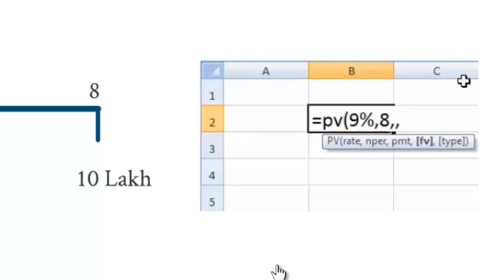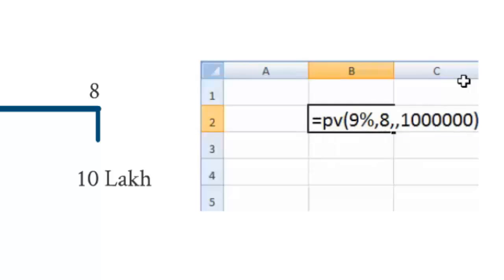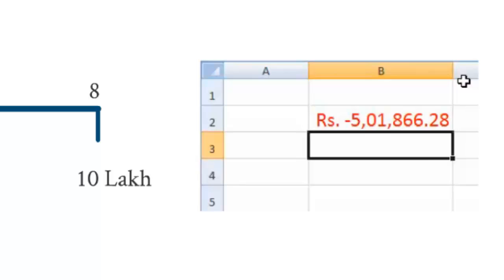You don't have a PMT, so you skip it and then you go to the future value, which is given as 10 lakhs. So you type in 10 lakhs, without any commas, straight away as a number. The last argument does not make any sense because there is no PMT. So that's all. You close your bracket and press the enter key, and you will have your answer.